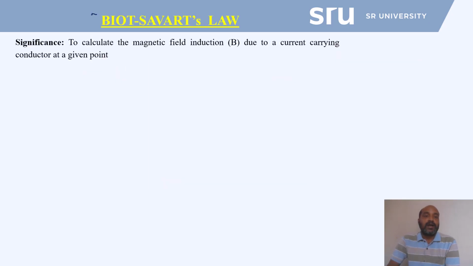Now we'll come to the Biot-Savart law. What is the significance of this particular law? The purpose of the Biot-Savart law is to calculate the magnetic field induction at a given point. Of course, this magnetic field is generated by a current carrying conductor. We can write the equation not only in terms of B but in terms of H also, just by using the relation B is equal to mu H.